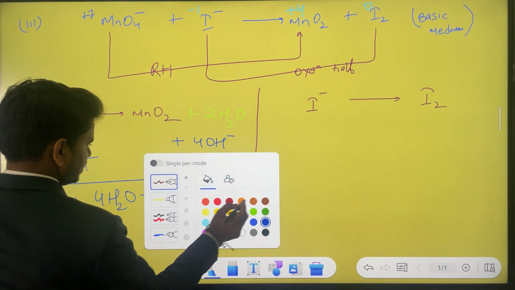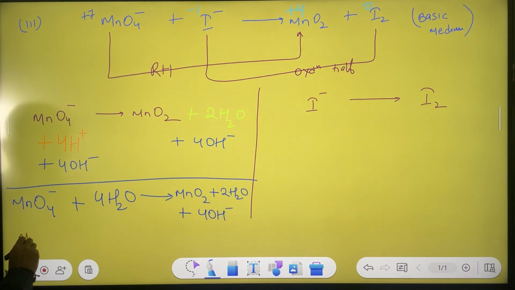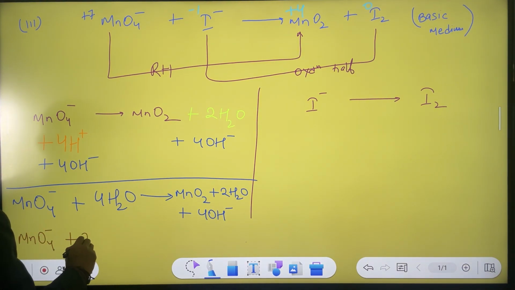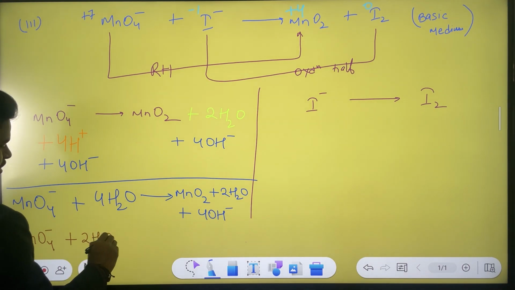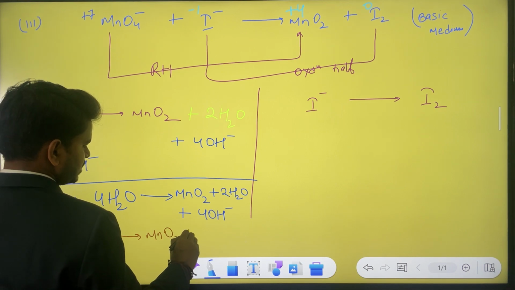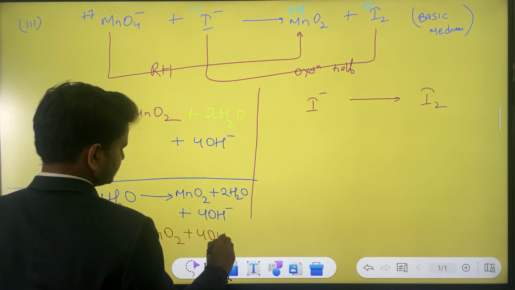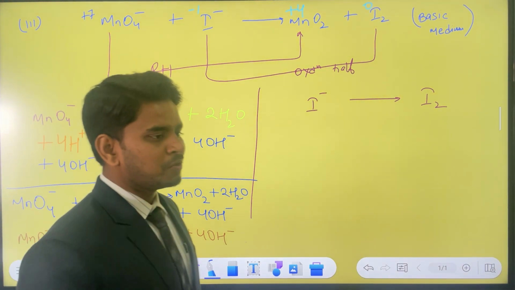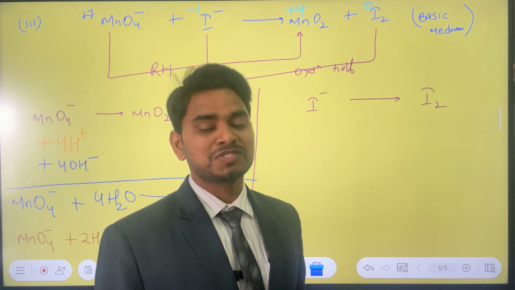I am writing the equation once again. We will have MnO4 minus plus 2H2O giving you MnO2 plus 4OH minus. Okay. So we have reached till here. Now the next step is to balance what? Electrons, to balance charge.